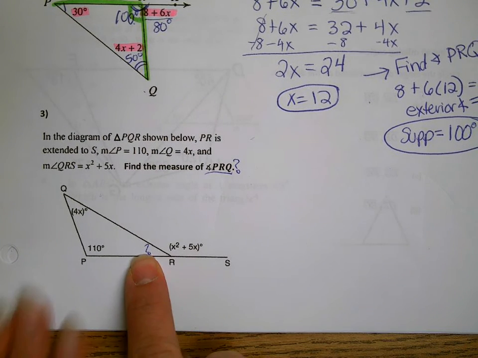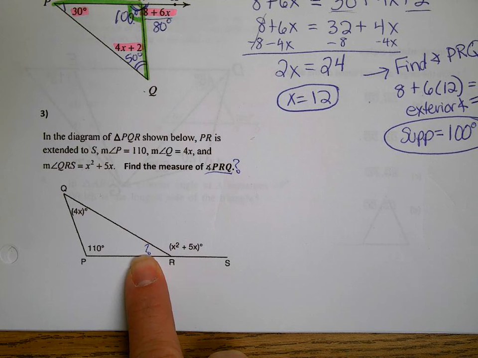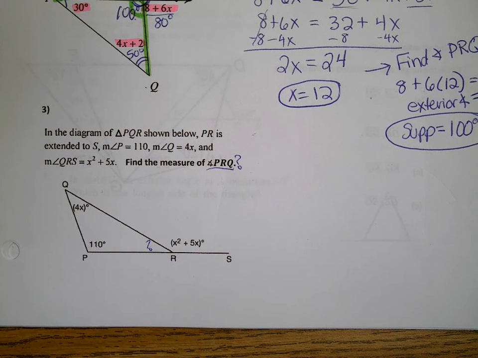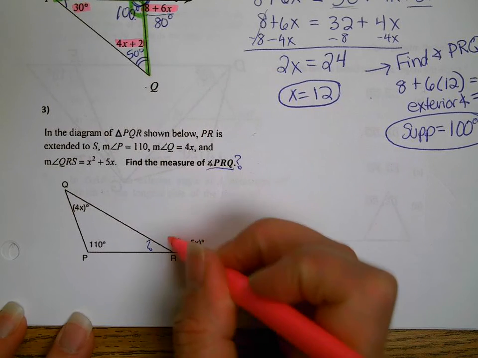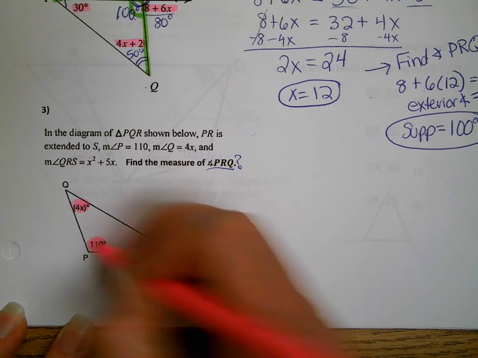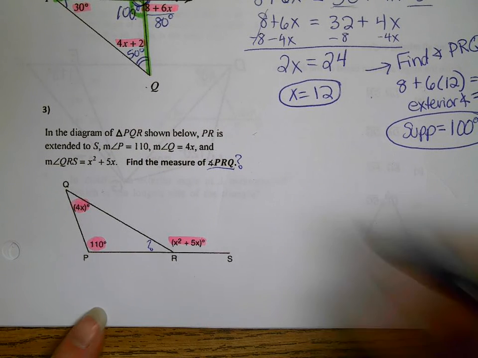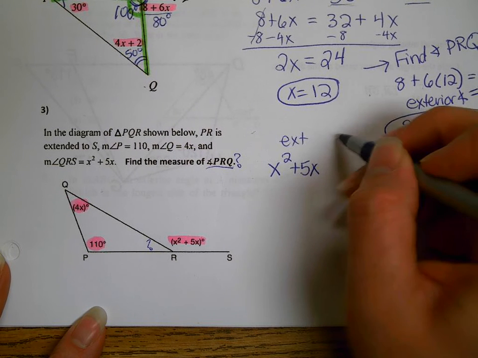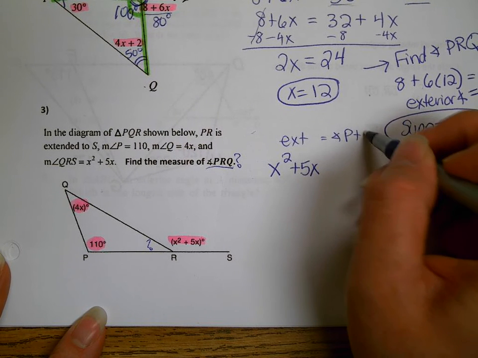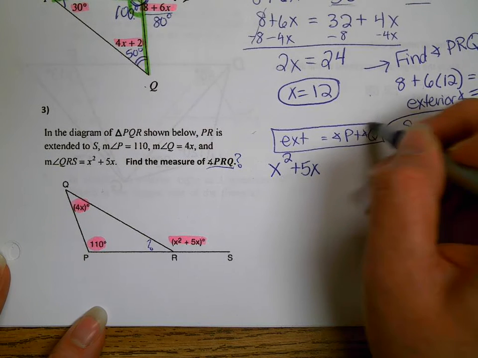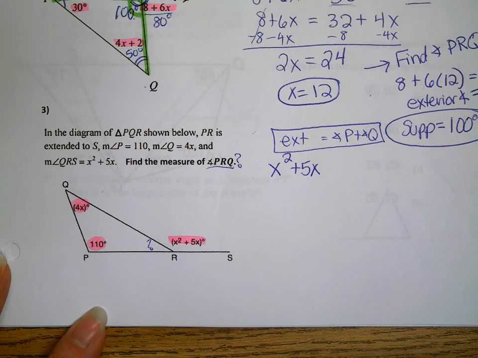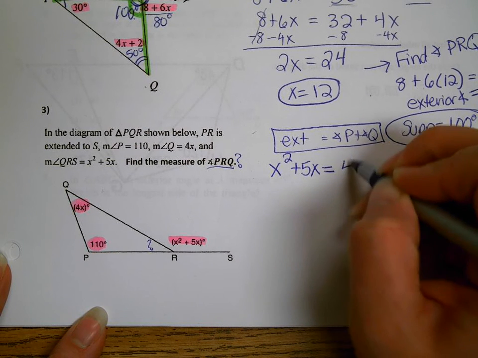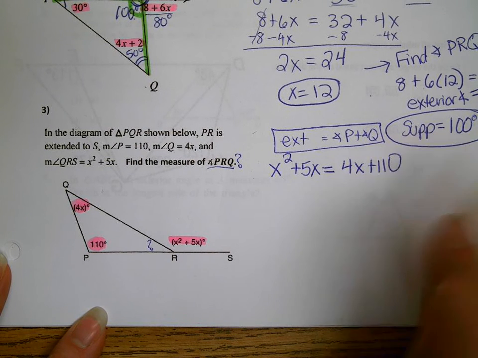However, we can't directly find that because we don't know the value of x, and we don't know the outside angle here, that these add to 180. So what we're going to do is set up another equation that the outside angle equals the sum of these two inside angles. So our equation is going to start x squared plus 5x, the exterior angle, equals angle P plus angle Q. It's almost the same exact letters that happen to be in this picture as in the previous picture. So we have x squared plus 5x equals 4x plus 110.